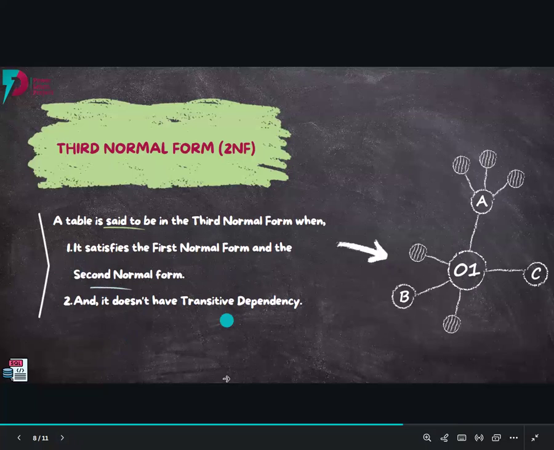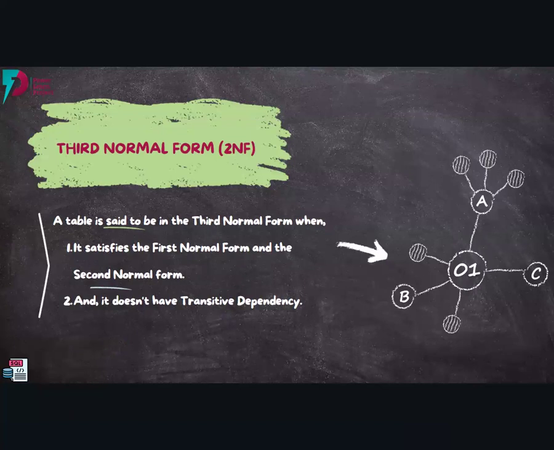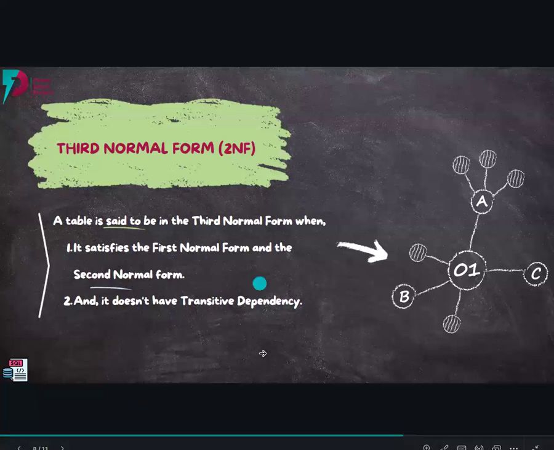Third normal form: we say the table is in the third normal form when it satisfies the first and the second normal form, and it does not have transitive dependency. Maybe for those who are not there, who can define this term, transitive dependency? Anyone who can tell us what transitive dependency is?